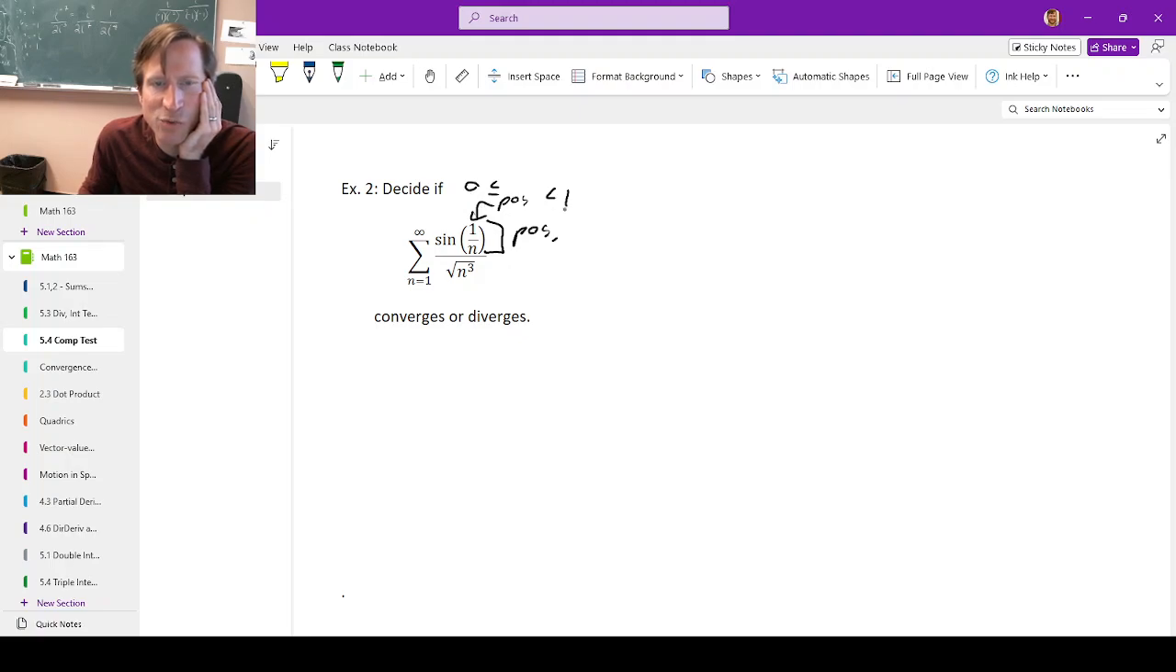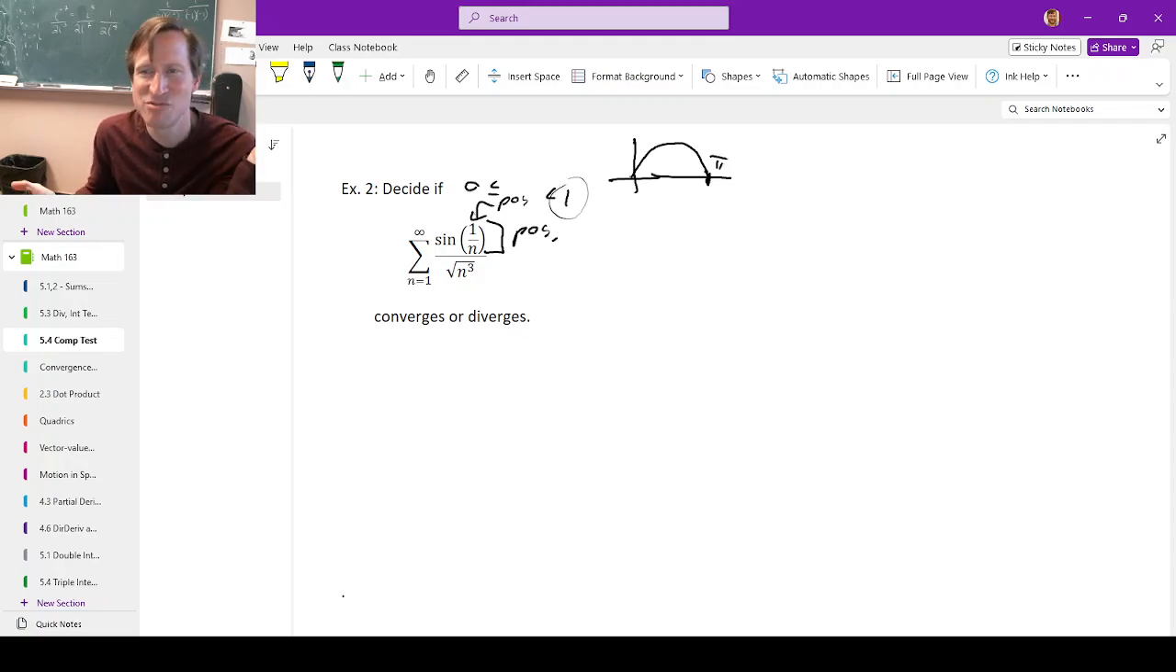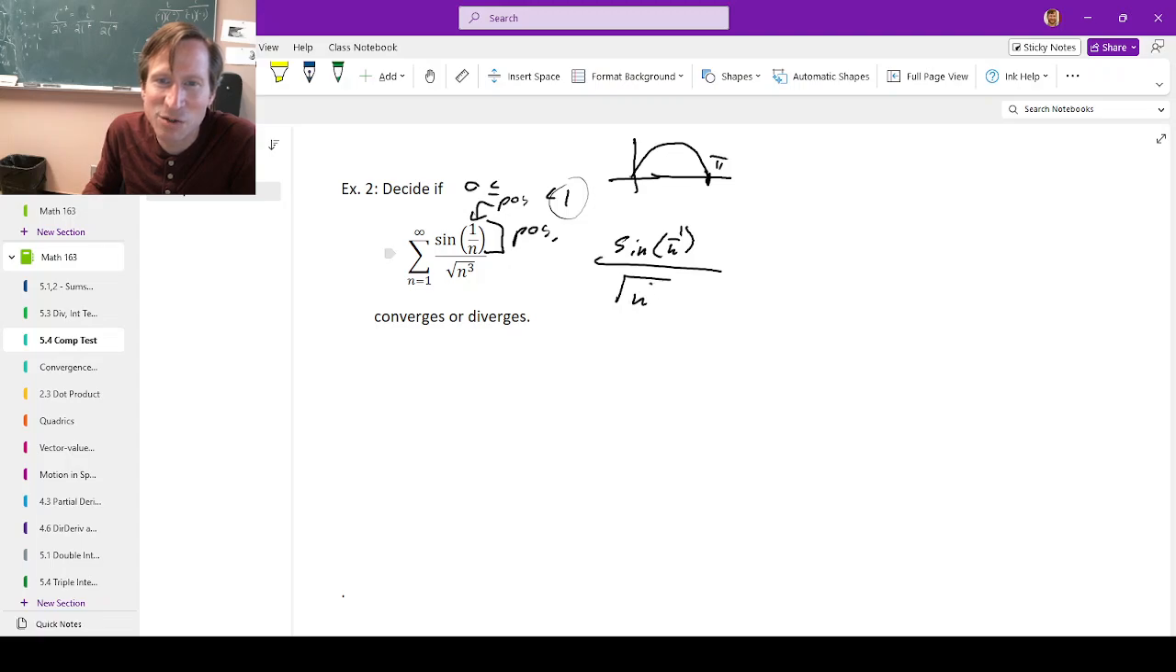On the interval from 0 to 1, sine is always positive, right? Sine looks like this. Sine doesn't go negative until you get past pi, and our inputs never get that big. So this numerator is always positive. Our denominator is also always positive, clearly. So what are we going to compare this to? Right? We need to compare sine of 1 over n over square root of n cubed, we need to compare that to something that we know the convergence of. Well, the denominator here is a power of n, so maybe we should compare this to a p-series again, right? P-series are extremely useful for the comparison test.